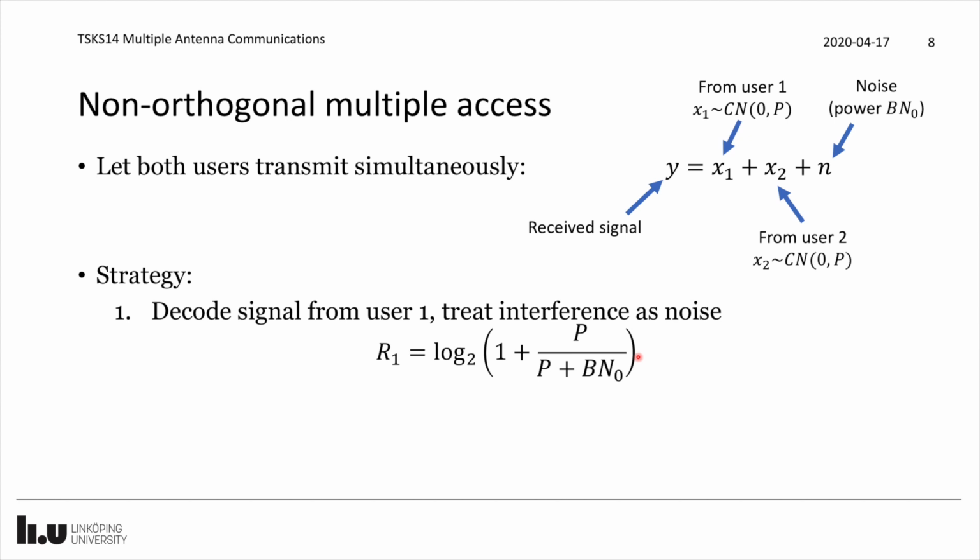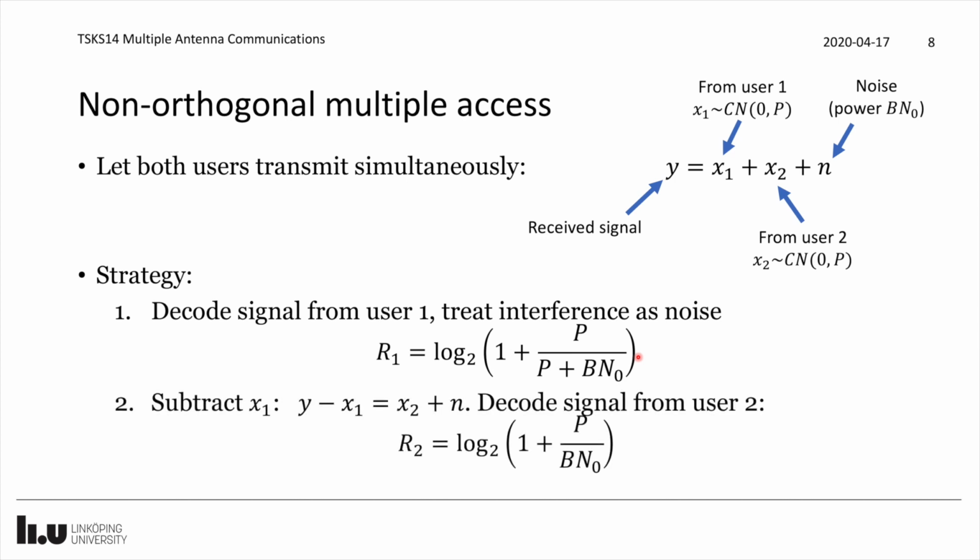Then, after the base station had decoded this signal, it knows what X1 is. So therefore, it can subtract X1 from the received signal Y. And what's left then is X2 plus N. So this is just signal in noise. And then we can decode this signal from user 2 without an interference. So R2 is log 2 of 1 plus the SNR, power P divided by the noise power. So this is one strategy that we can apply.